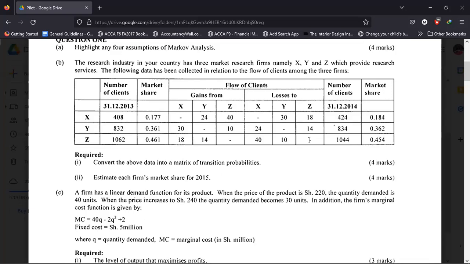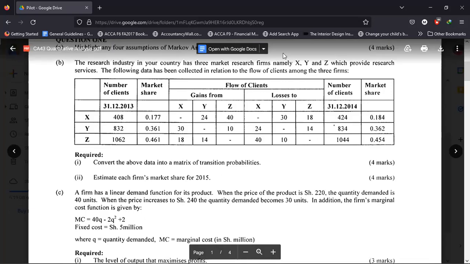Now, when I look at that question, I will concentrate my attention on the losses too, so that you are in a position to predict the next period. In this scenario, we are working with the losses too. You can see them there. So we are being told to estimate the market shares for 2015. To convert this information to the matrix of transition probabilities, let us first work with the losses too, because the organization normally looks at how they are going to improve from their weaknesses.